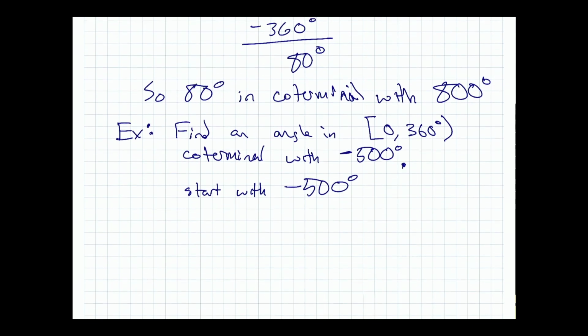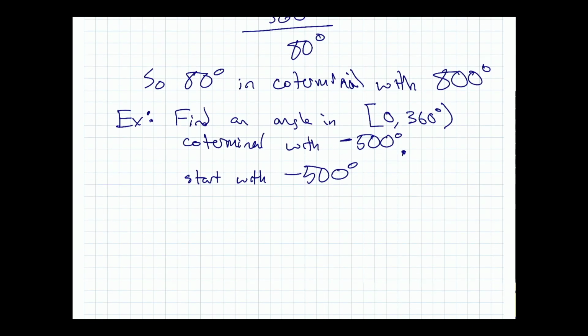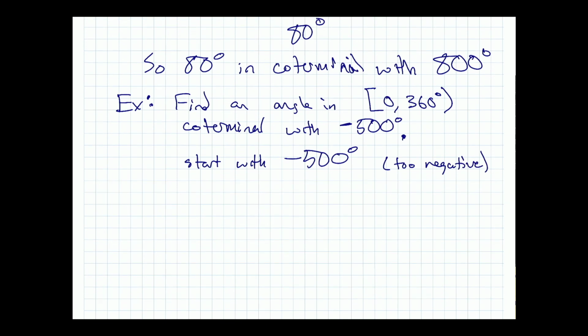That's not in 0 to 360, right? Because it's negative. So I'm going to write too small, but really I mean too negative, right? Well, if I mean that, why don't I write that? Too negative. So in order to make it positive, you add 360. What do you get? So you have negative 500.